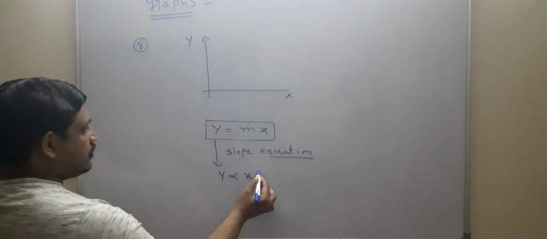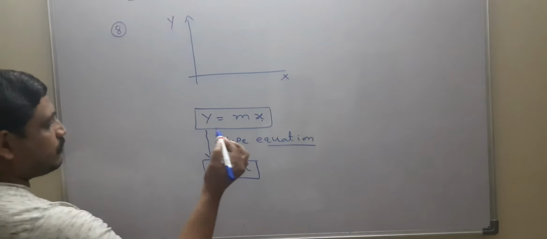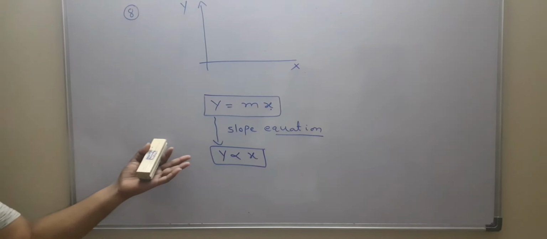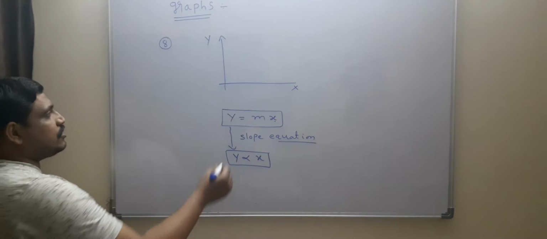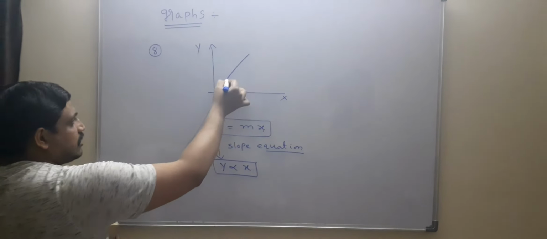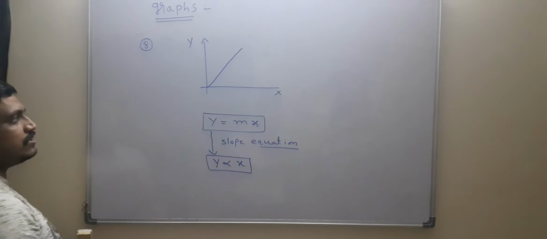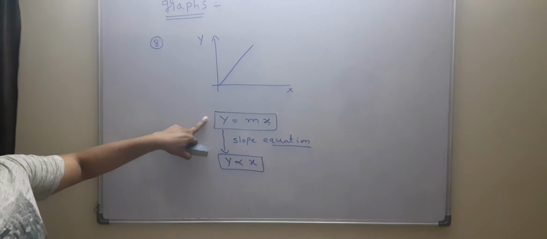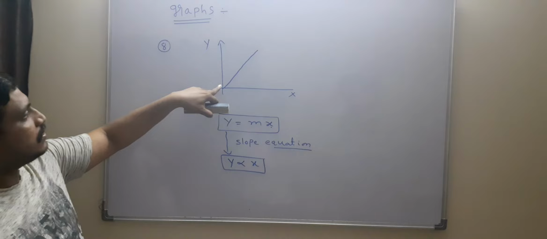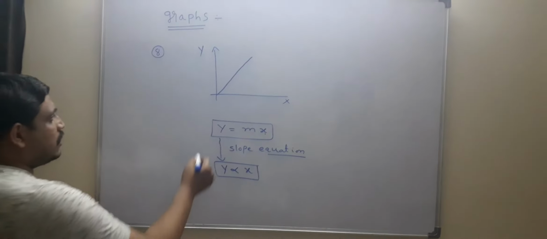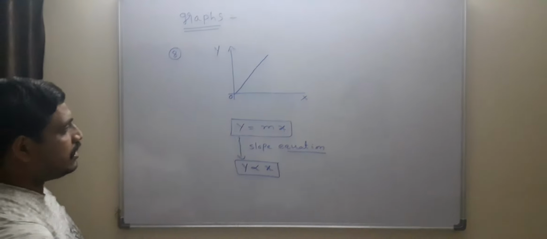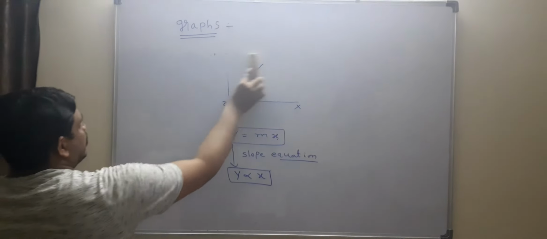So simply, y is directly proportional to x. This graph always gives a straight line passing through the origin. What is the y equal to mx graph? The graph is a straight line passing through the origin. This is the origin.